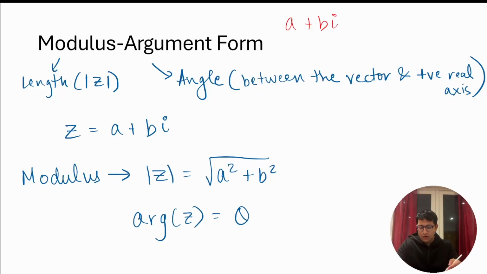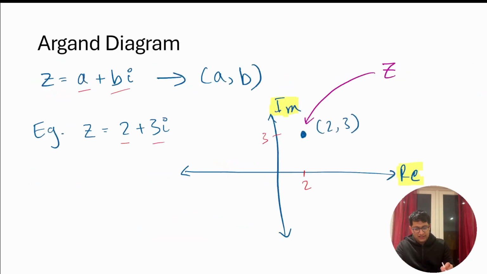Now let's see how we actually get from an a plus bi looking number to the modulus argument form. As the name suggests, the modulus is the length of the vector. So in this case, let's go back to this example.